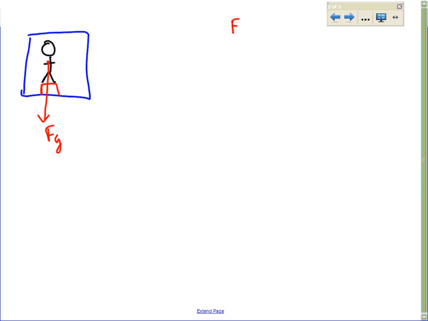So let's draw a diagram. There's my elevator. There's my scale, and the person is standing on the scale. The weight of the person is straight down, and that's Fg, and that was given in the problem as 849 newtons. The normal force is actually what's being read by the scale, so I'm going to write Fn, F scale, and they told us that was 931 newtons.